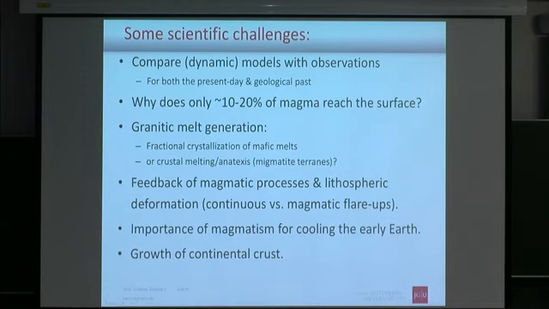I think in general it would be nice to compare dynamic models with observations or make testable predictions from these kinds of models, for both the present day and the geological past. So we can talk to the petrology community. One of the big questions is why does only 10 or 20% of the magma actually ever reach the surface in a volcano and most of it gets stuck? Why is that? How do we actually generate granitic melts? Is it fractional crystallization of mafic melts or crustal melting and anatexis?